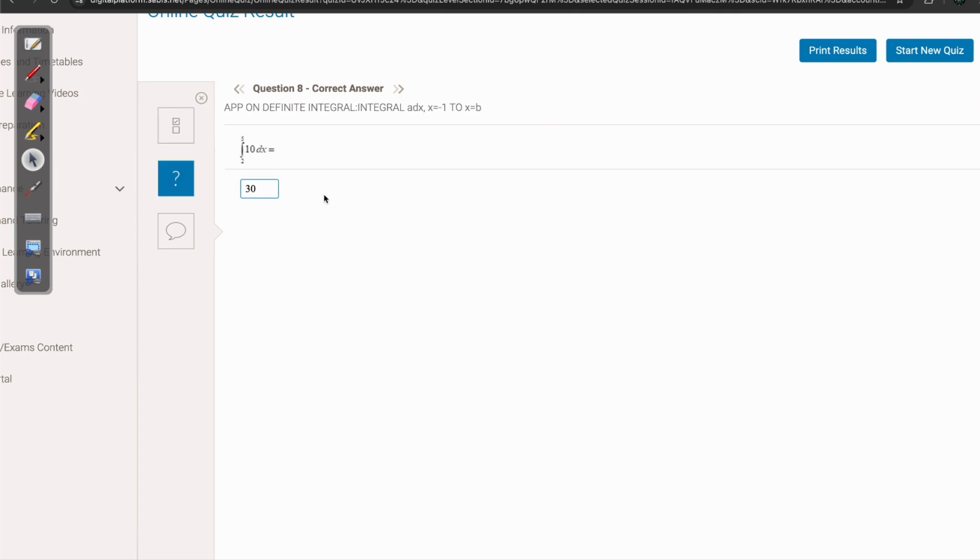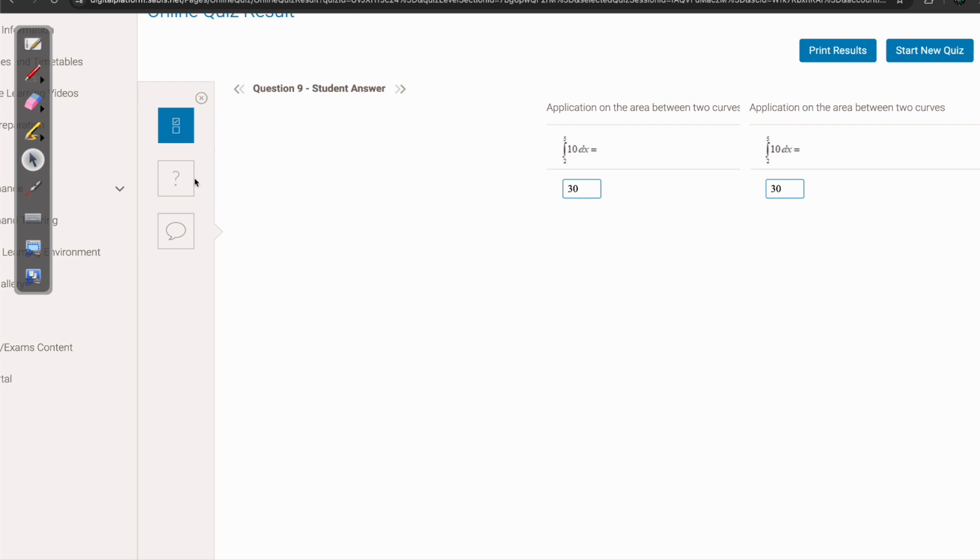Okay, this is really easy. The integral of any constant is going to be, so let's say here we have 10, the integral is just going to be 10x from 2 to 5, so 50 minus 20 is equal to 30. Done. Number 9.